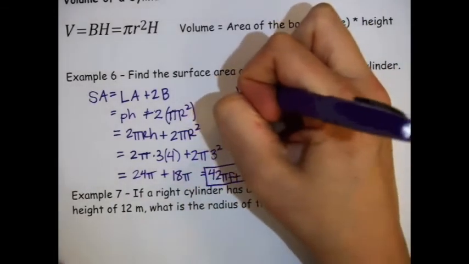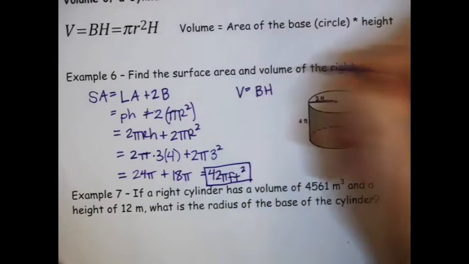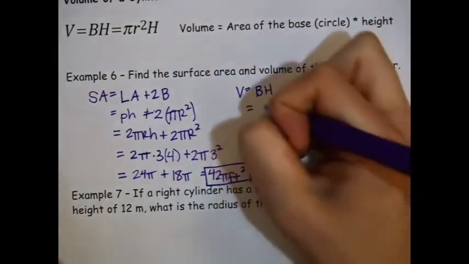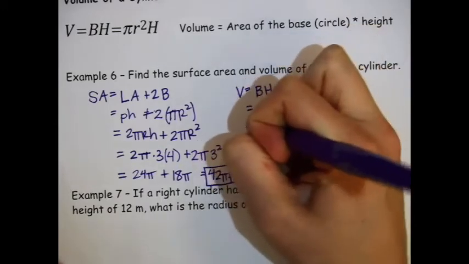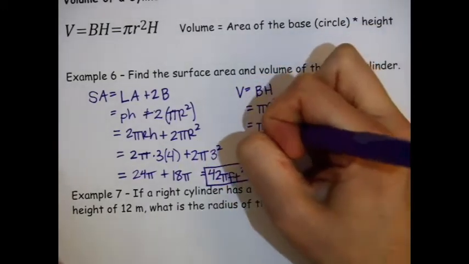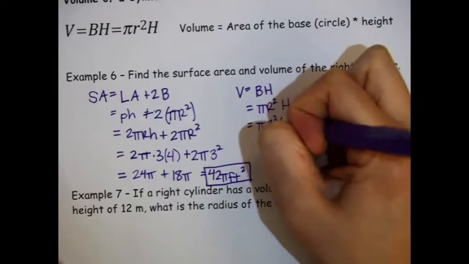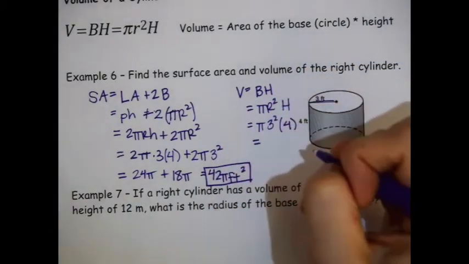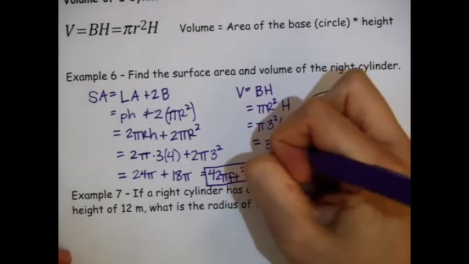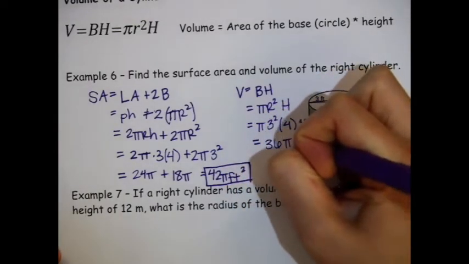Okay, the volume is area of my base times the height of the cylinder. So the area of my base is pi r squared times the height of my cylinder. So pi times 3 squared times my height, which is 4. So that would be 9 times 4, which will give me 36 pi feet cubed.